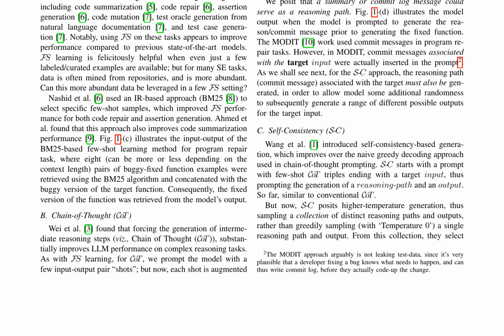Overall, this paper presents a novel application of self-consistency to program repair, leveraging commit log messages as explanations. The results suggest that this approach can achieve state-of-the-art performance, and the authors provide insights into the effectiveness of this method in software engineering tasks.